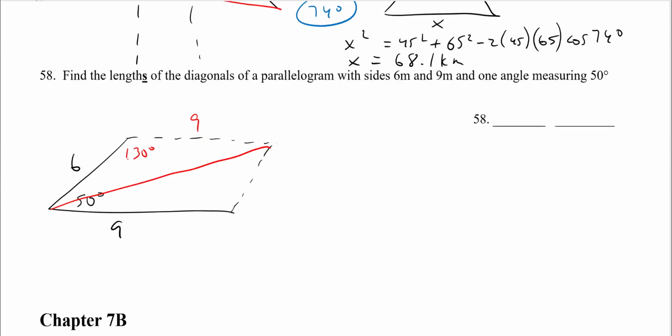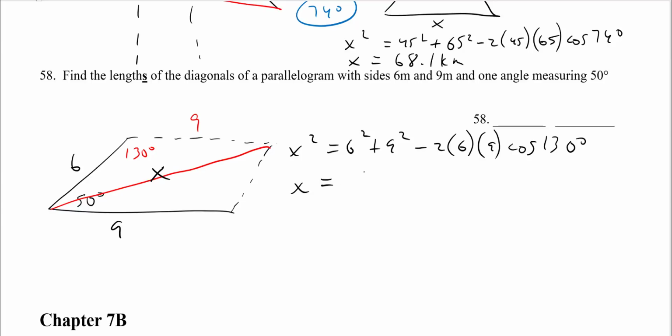So you guys definitely should know this is law of cosines, right? If I call this x, it's going to be x squared equals 6 squared plus 9 squared minus 2 times 6 times 9 times cosine of 130. So x comes out to be 13.65.